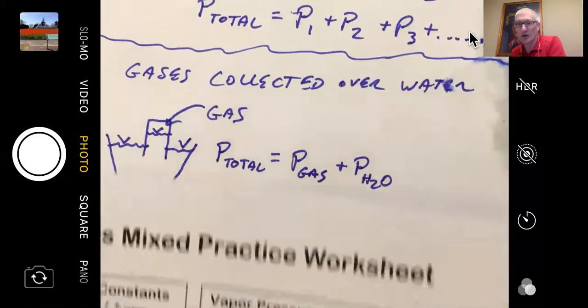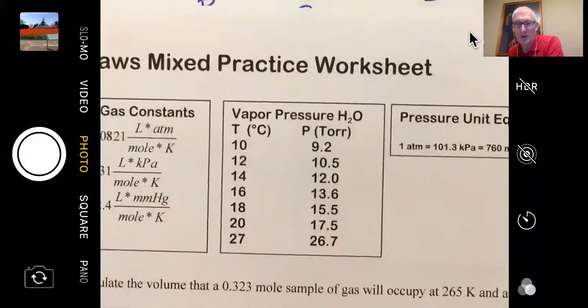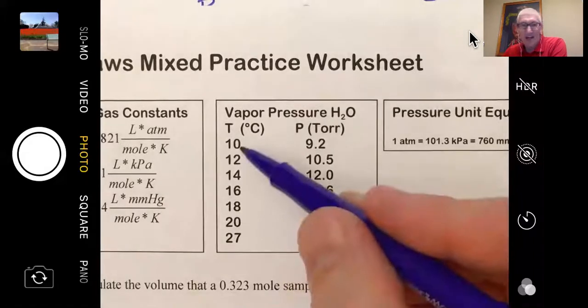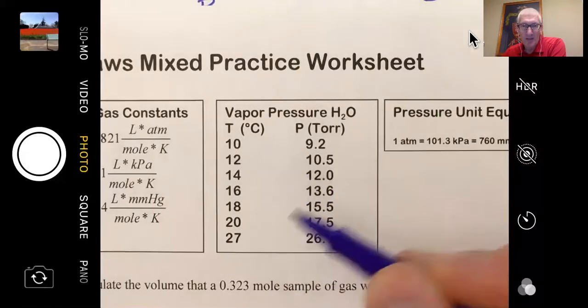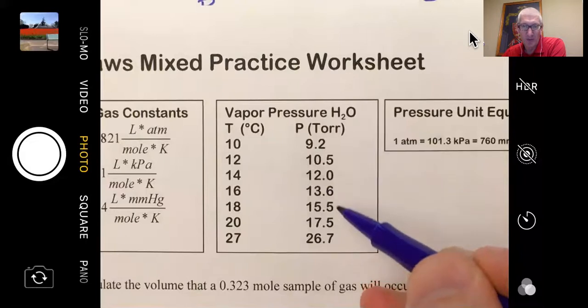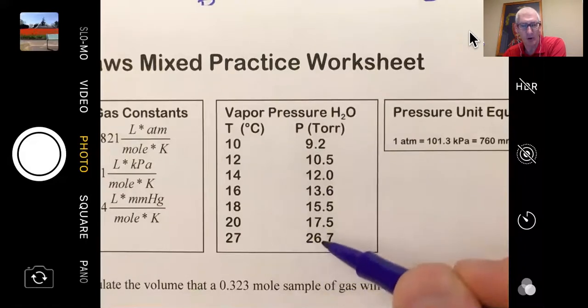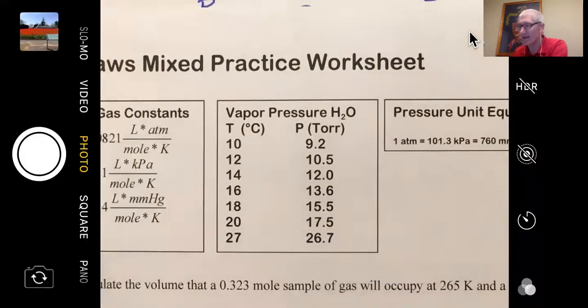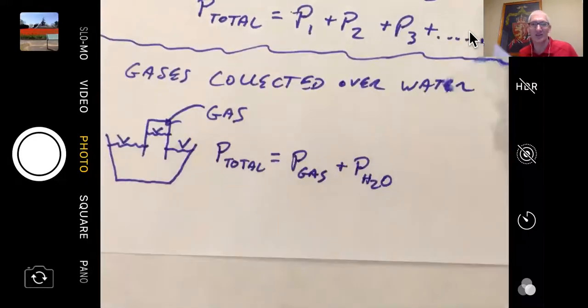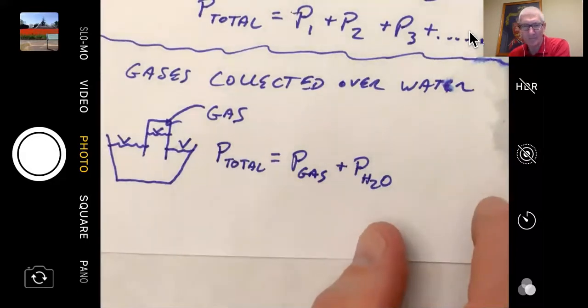I'm going to pull this chart over from the worksheet. And you'll notice that as the temperature goes up, the pressure that the water contributes goes up as well, because the warmer water has more energy, so more particles can jump up into the gaseous state. And this is all tricky stuff, guys. This is the most confusing part of this unit, I think.